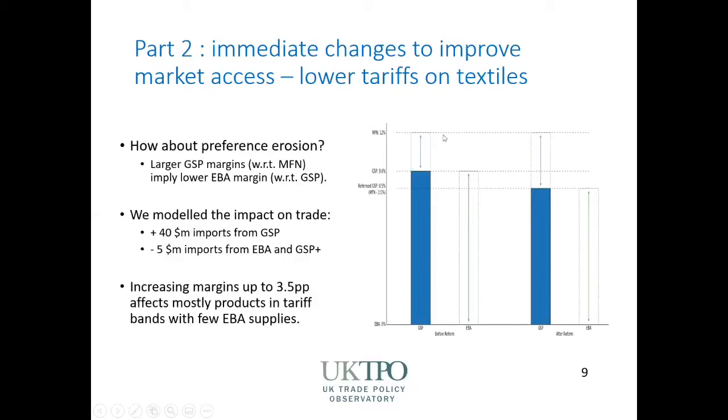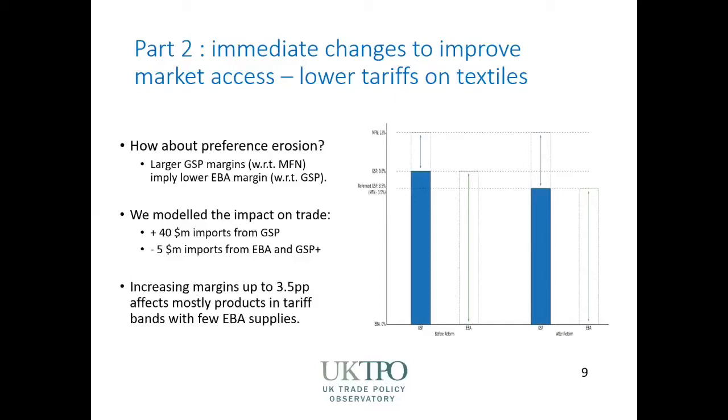You can see this from this picture. This is the situation at the moment, where a certain product benefits from a margin of a certain amount relative to the MFN schedule. The GSP countries get this kind of preference margin, and relative to that, EBA countries benefit from a margin of this amount, whereas under a larger preference margin scenario given to GSP countries, EBA's margin relative to the GSP ones would be reduced, as you can see over here. Now, the overall impact on trade from this change in preference margin would be positive. If you look at these figures, we model this change in tariffs to lead to an extra 40 million in UK imports from GSP countries and 5 million less imports from EBA and GSP plus countries.